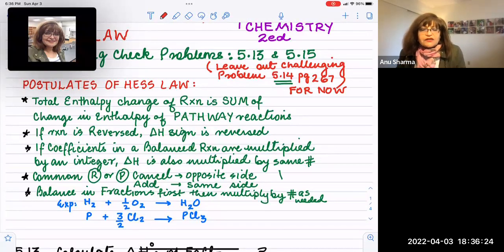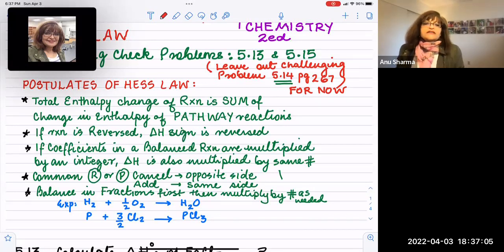The important postulate of the Hess Law is that it's a law of summation. The total enthalpy change of a reaction is a sum of the changes in enthalpy of the pathway reactions. Every reaction has some energy associated with it, so if you add up the energies of the pathway reactions, that should be equal to the target reaction. We are going to look at balancing the reactions based on the Hess law and calculating the heat of the target reaction, the heat of formation.